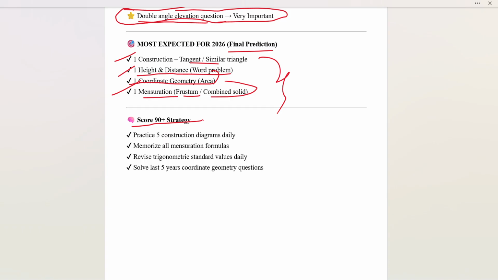So for a score of 90 plus, the strategy here is: practice 5 construction diagrams daily, memorize all mensuration formulas, revise trigonometric standard values daily, and solve the last 5 years' coordinate geometry questions. It is the most important strategy for a 90 plus score in your board exam. So prepare for those questions and solve them.